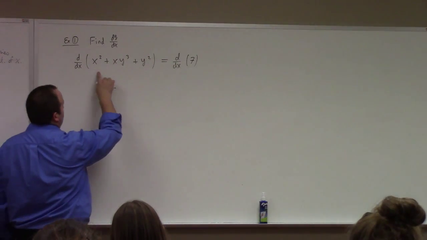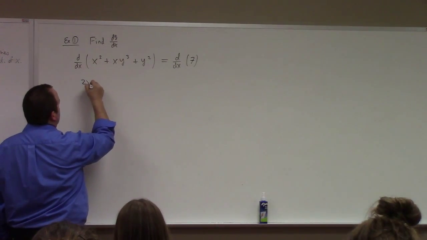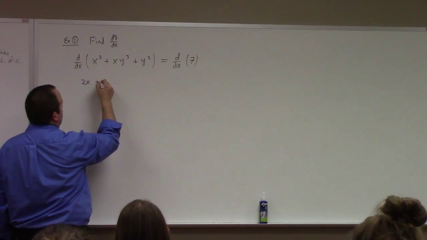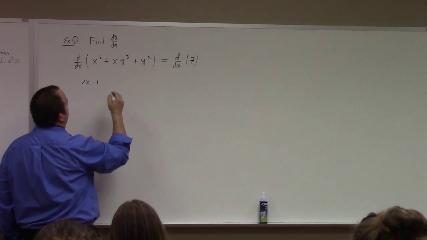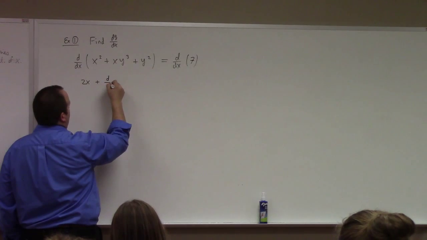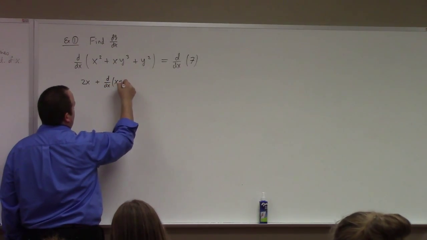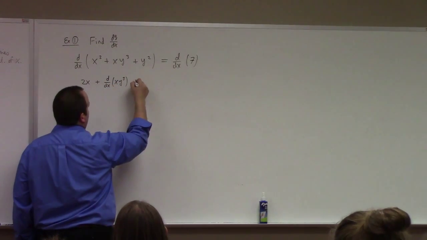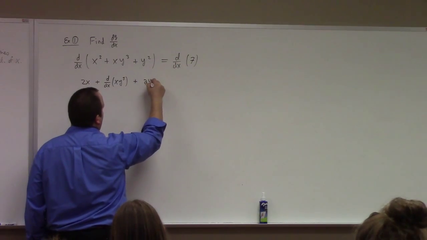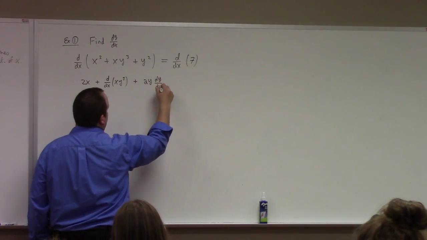So what's this derivative? 2x plus? Aha. So this one, one more step. I'm going to write one more step. Plus xy cubed. I'm going to leave it as a mystery. This one is 2y times dy/dx. Now, why do I have dy/dx there?